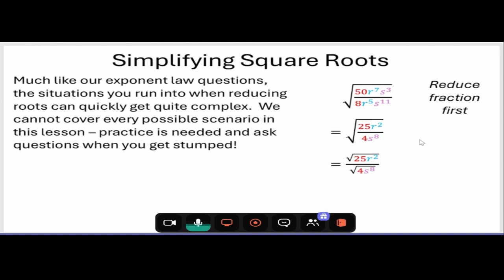We can separate the top and the bottom as we saw earlier. So one at a time now. The square root of 25 is 5. The square root of 4 is 2. What times itself gives r squared? R to the 1, or just r. What times itself gives s to the 8? S to the 4 times s to the 4. So there's the square root, and that is your answer.